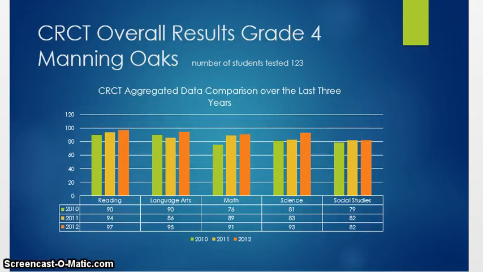Looking at 4th grade CRCT results for Manning Oaks Elementary School, 123 students were tested, and this is the aggregated data for the last 3 years. Again, reading is also a strength in 4th grade, just like it is in 3rd grade, with the reading results of meets or exceeds students rising 17 points in 3 years, double-digit gains.